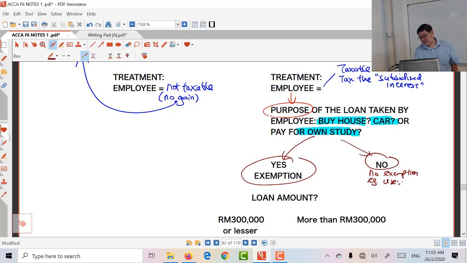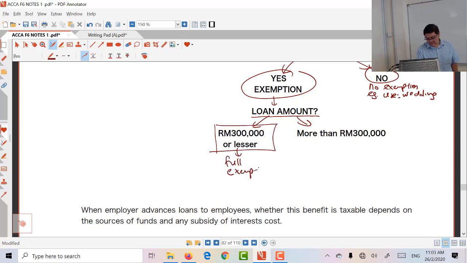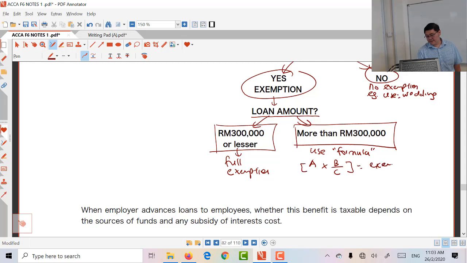If not, then there is no exemption. For example, you use it for your wedding. You borrow money because you need it for your wedding. Then, sorry, there's no exemption. So when you have an exemption, the next thing we ask is, how much is the exemption? It depends on the loan amount that you borrow. If the loan amount that you've got from your boss is 300,000 or lesser, good, you've got full exemption. But if the amount you borrow is more than 300,000, you have to use a formula. We say the ABC formula will give you the exemption value.